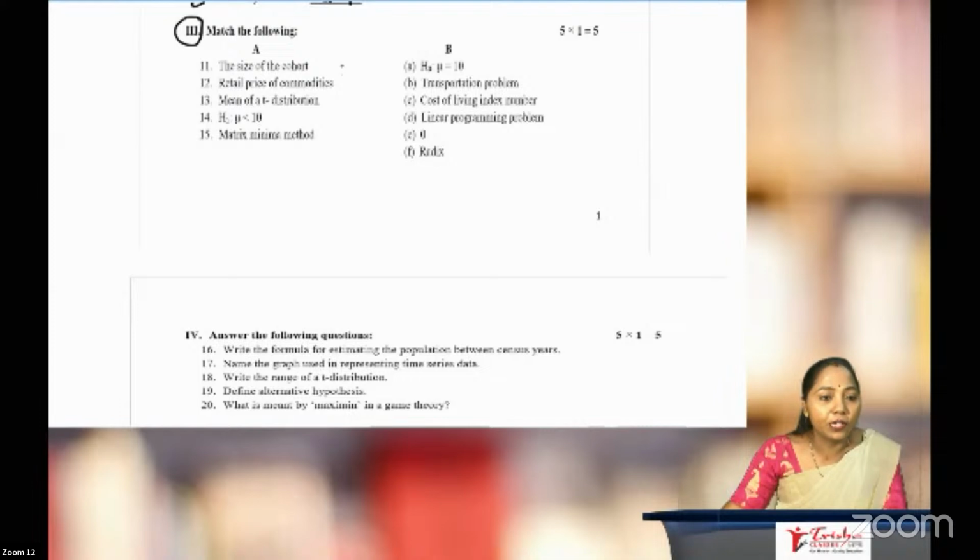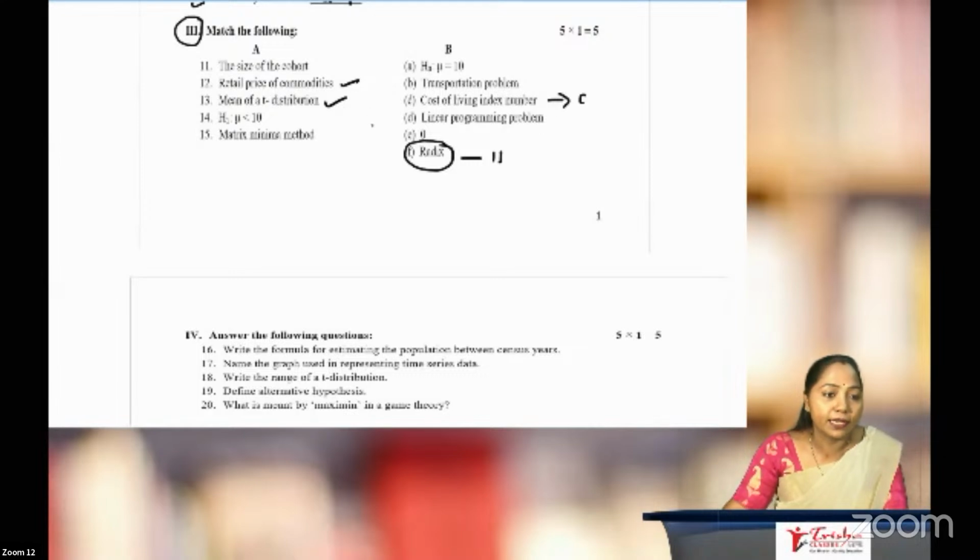Cohort is a group of individuals. Size of the cohort is radix. Retail price of the commodities. Index number chapter. Where do we use? Index number tells us the variation in the prices. Retail prices of commodities are used in cost of living index number, the CPI.